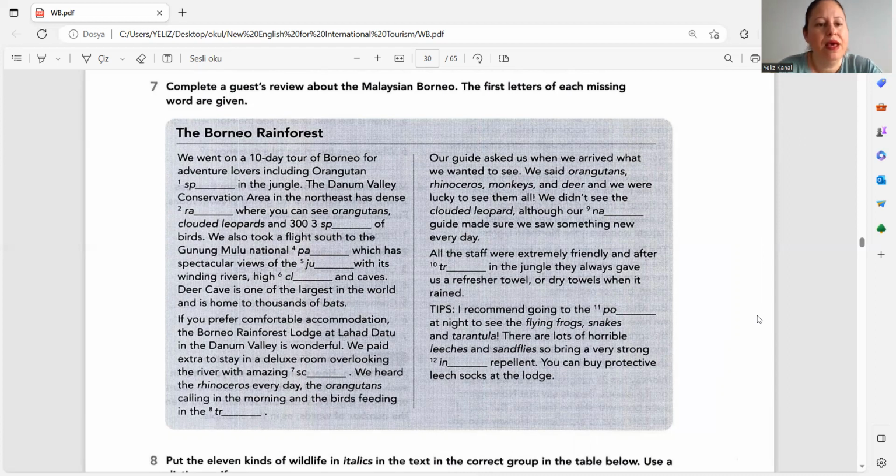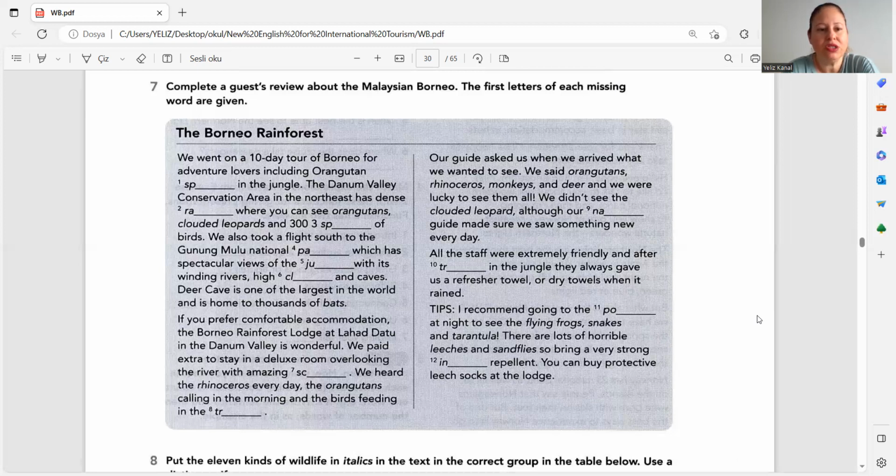So, let's go. We went on a 10-day tour of Borneo for adventure lovers, including orangutan blah blah in the jungle. So the first letters of this missing word are SP. Orangutan. You want to say species, but it's not that. So you go somewhere and you want to see orangutan. So what is it? Orangutan spotting, right? Spotting. The word is spotting. All right. Including orangutan spotting in the jungle.